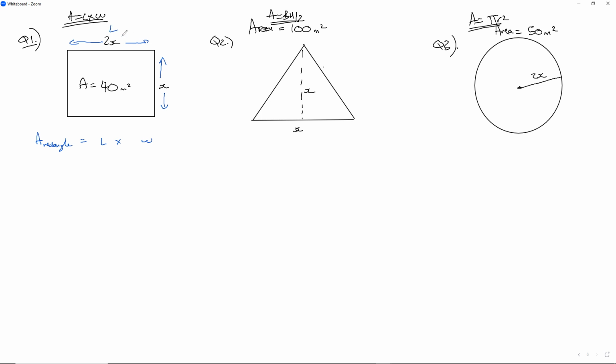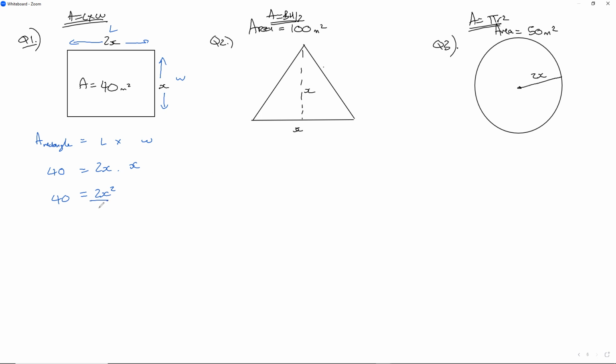This is going to be my length, and this is going to be my width. So I'm going to put L equals 2x. I'm going to put a dot for times so it doesn't get confused with x. And W is x again, which means this becomes 2x times x is 2x squared. The area is given as 40. So I can go on this side because I know the area. And my objective is to find the value of x.